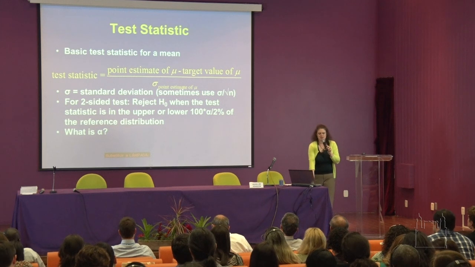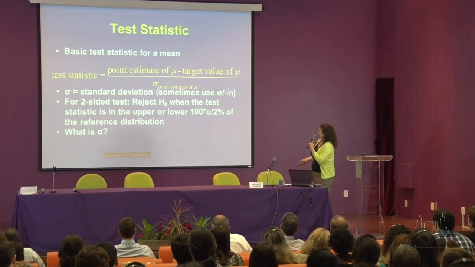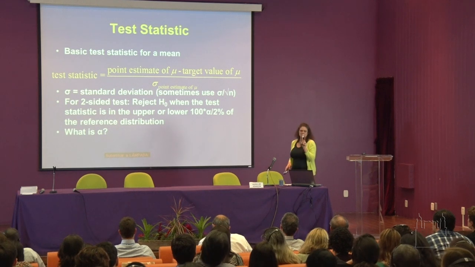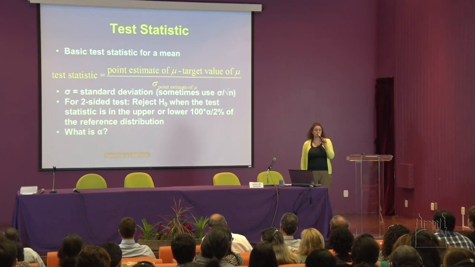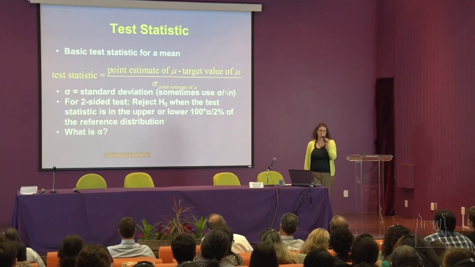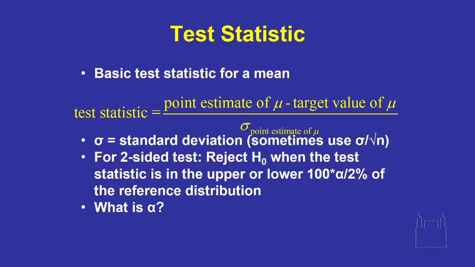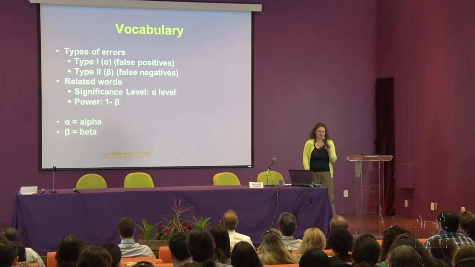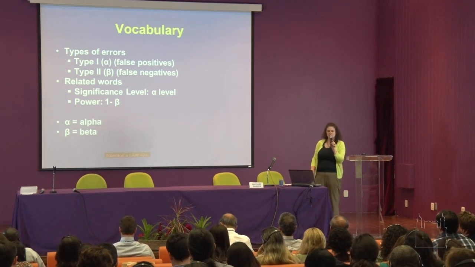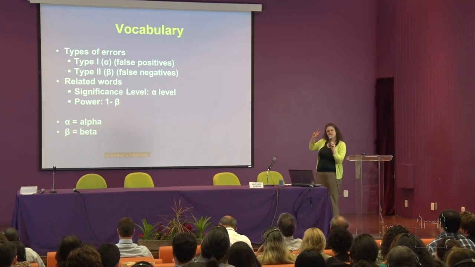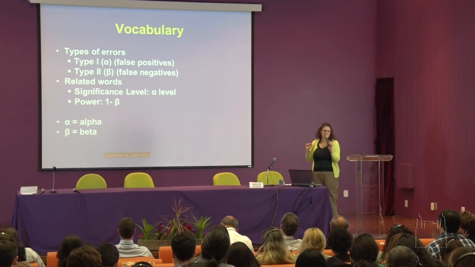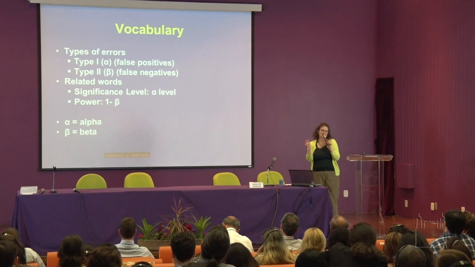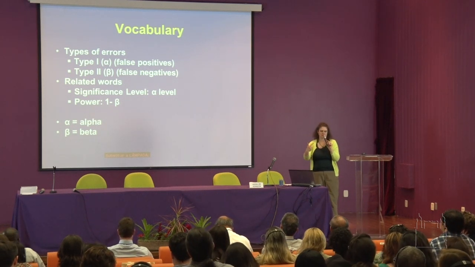Now, for a two-sided test, this is where I start to sound fancy again. We reject the null hypothesis when the test statistic is in the upper or lower 100 times alpha over 2 percent of the reference distribution. So what did I just say? What is alpha? This is where a little bit of Greek starts coming in. There are two types of errors that we predominantly care about. Type 1 error, which we call alpha, those are false positives. And then type 2 errors, usually denoted by beta, those are false negatives. So you have false positives and false negatives.